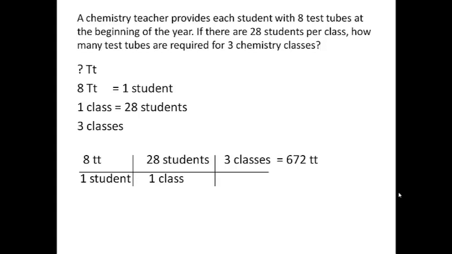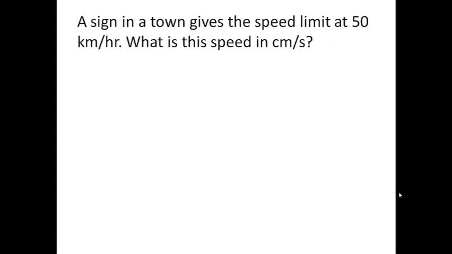This way you have the unit you're looking for immediately, and anything else you just get rid of. The other way, you end up with the unit you're looking for. Here you start with the unit you're looking for. Either way is perfectly acceptable.